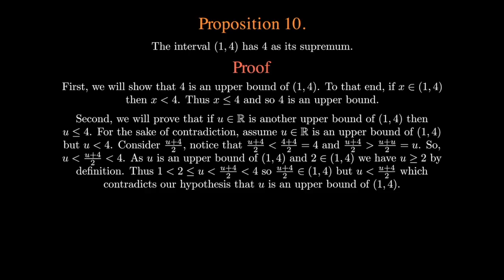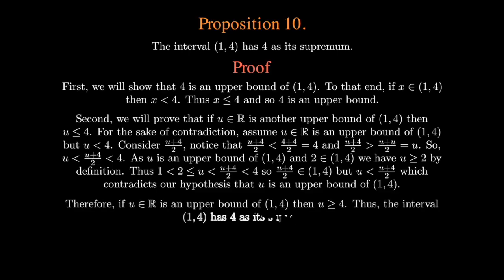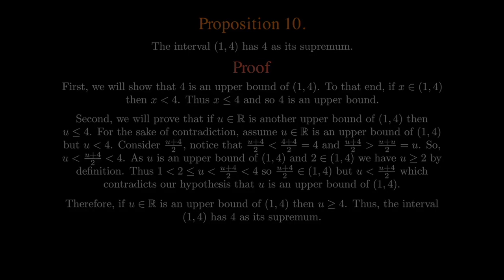That new upper bound will be greater than or equal to 4, thus making 4 the supremum of the interval. Therefore, if u is an upper bound of the open interval from 1 to 4, then u is greater than or equal to 4. Thus, the open interval from 1 to 4 has 4 as its supremum.